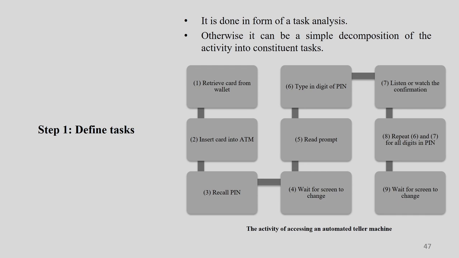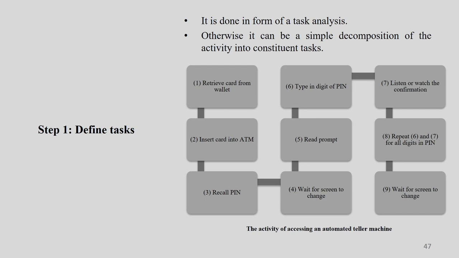Now in this particular example, for an automated teller machine, everybody probably knows how we use an ATM machine. Here we start with retrieving your card, which is with you in your wallet or in your bag or in your pocket. So you retrieve that card from the wallet and insert that card into the ATM machine. This way we are decomposing the whole task. Then recall the pin, because you have to give the pin to the ATM. Then wait for the screen to change, because once you give an input to the machine, it will give an output. So there is a pause, a time lapse. Then whatever information is displayed on the screen, you have to read it promptly.